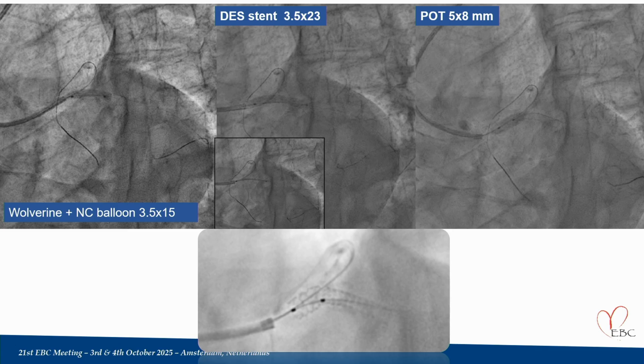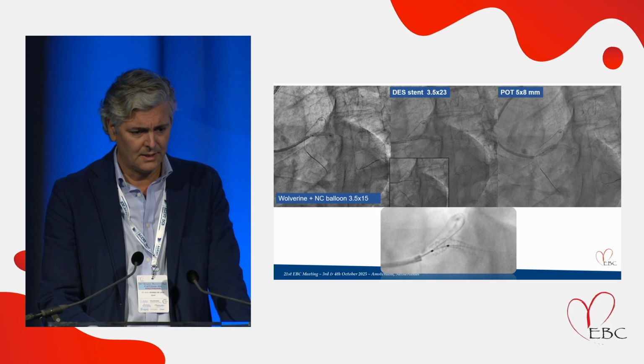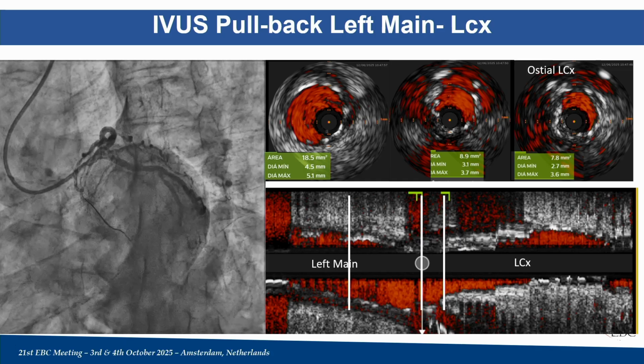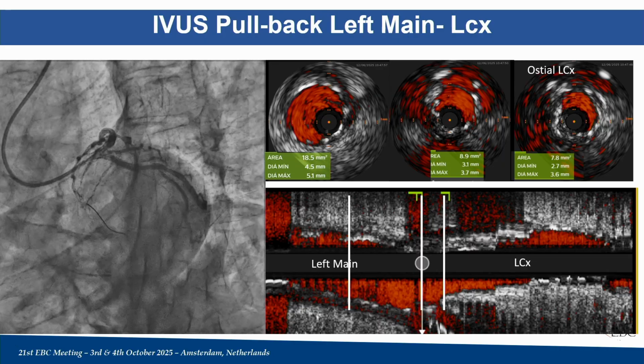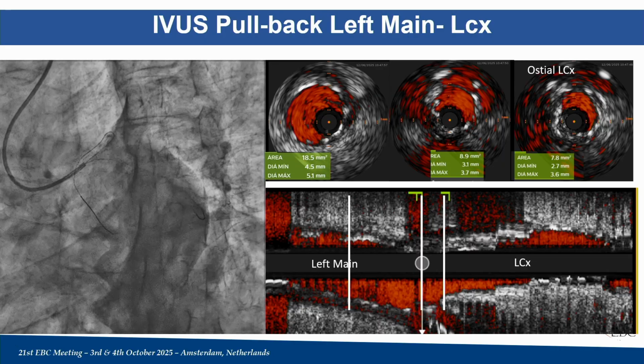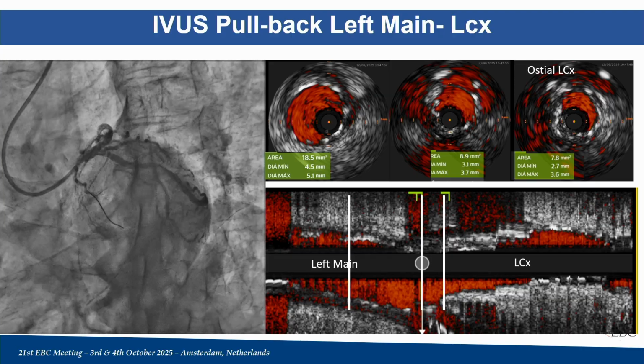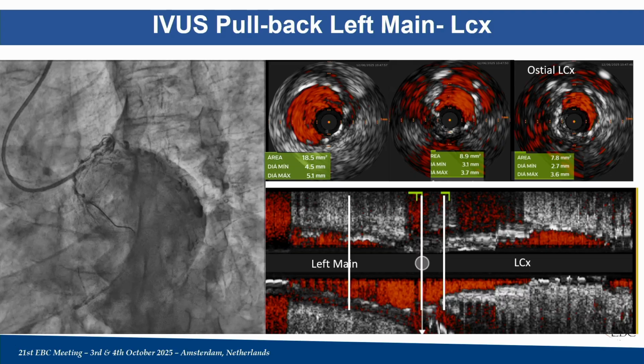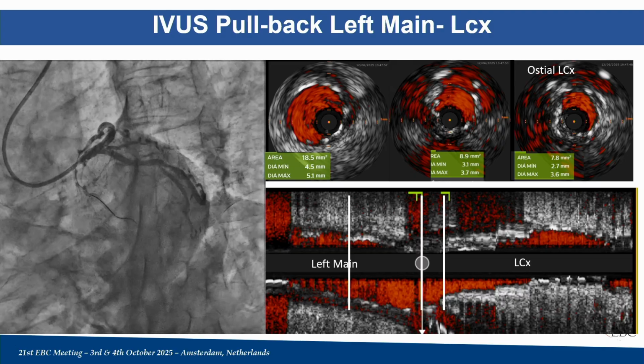And we treated with an inverted strategy, pre-dilation with cutting and non-compliant balloon, a stent, and POT with a 5 millimeter balloon that was selected according to the information of IVUS. And this is the angiographic result. Excellent in the stented segment, and the IVUS pulled back from the left circumflex exhibits good expansion at the ostium of the circumflex, 7.8 square millimeters, and a circular expansion and apposition of the stent in the left main.